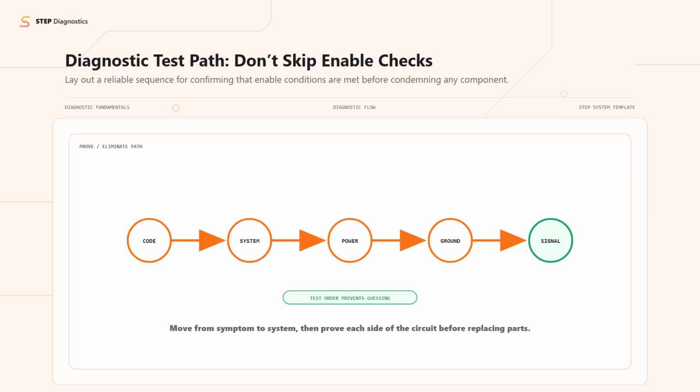Follow a logical path. First, review freeze frame and conditions when the code's set. Verify enable prerequisites, test signal, power, and ground under real load. Then, interpret scan data with context. Only after all gates are open should you consider the component itself as faulty.